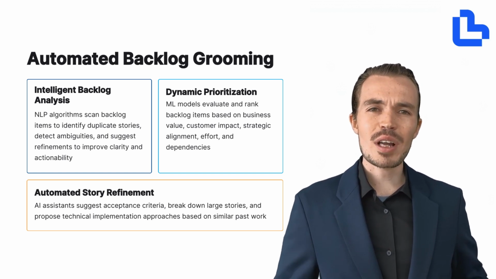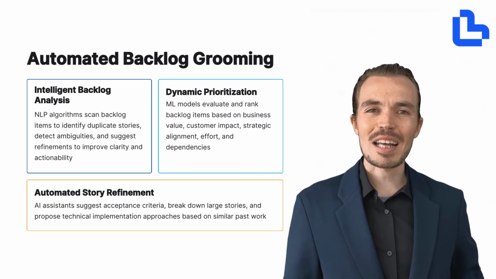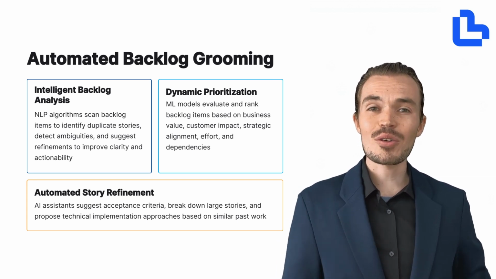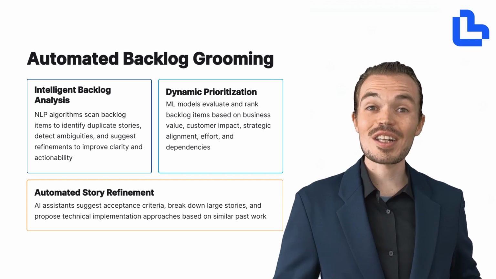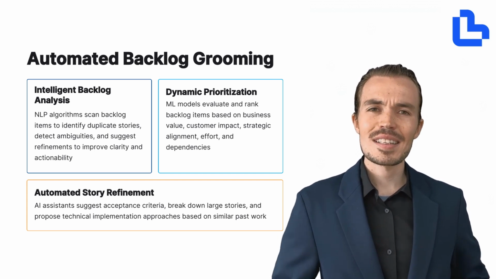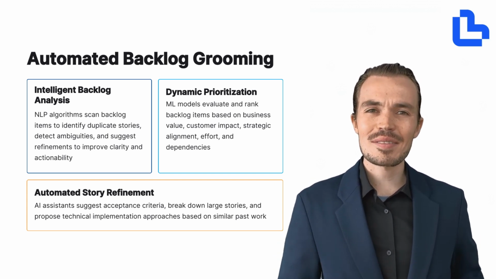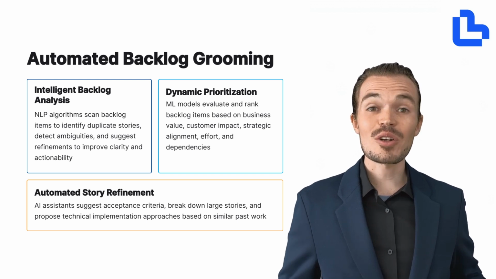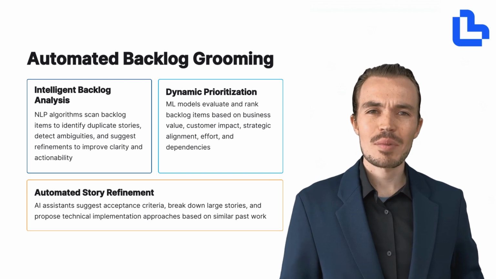Next is dynamic prioritization. Machine learning models can evaluate and rank backlog items based on a variety of factors: business value, customer impact, strategic alignment, estimated effort, and even dependencies. This means your team can focus on what truly matters, rather than relying on gut feeling or stakeholder pressure.